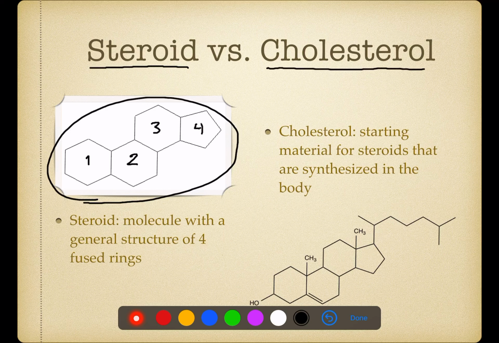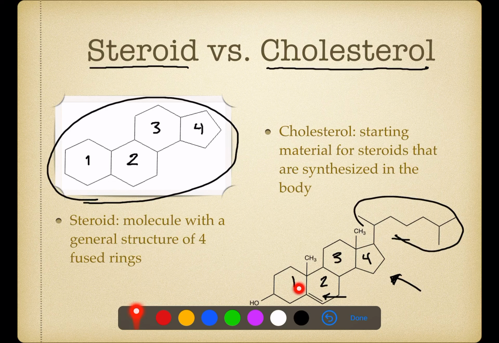Cholesterol is a specific molecule with the structure you have in your notes, and it's also right here. It's got the 4 fused rings in that particular pattern, and there are variations on the things that are attached to the rings. There's a double bond inside one of the rings, and that's okay as long as we have the 4 ring structure. Then it is classified as a type of steroid.